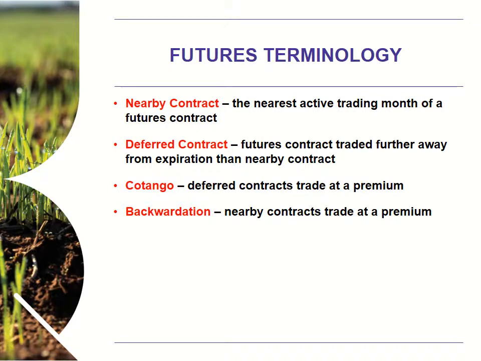A nearby contract, straightforward, that's the closest month. A deferred contract, those are the contracts forward into the future. Contango is where deferred contracts trade at a premium, as the prices rise in the deferred months. Or backwardation, where the prices of future contracts fall. So the nearby contract is the one that's trading at a premium.